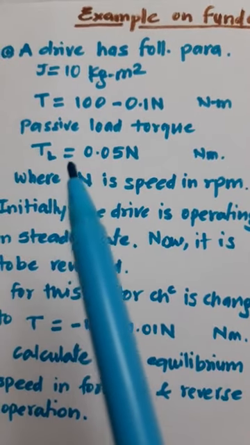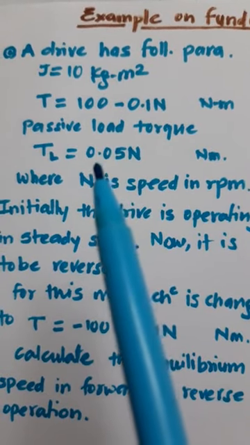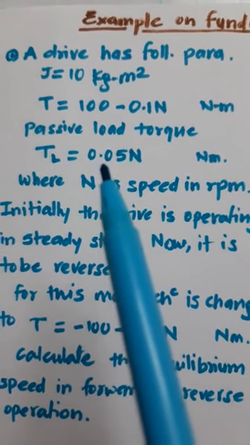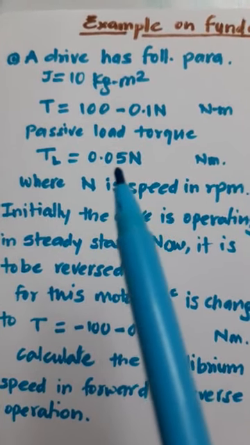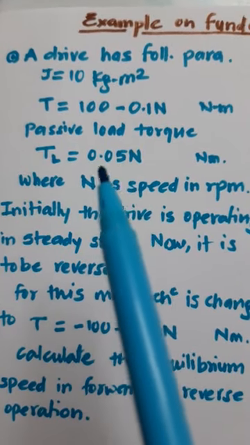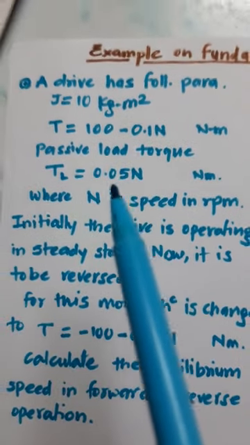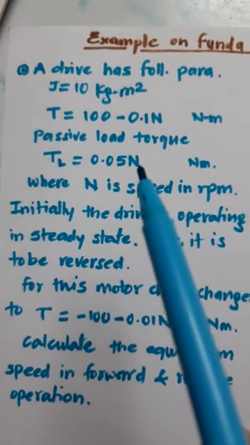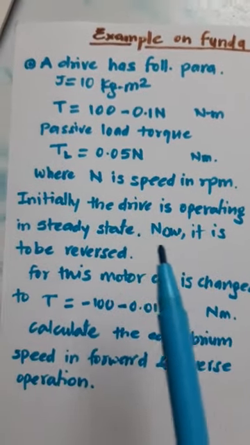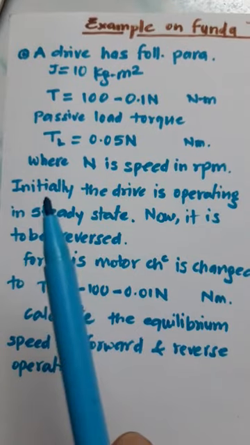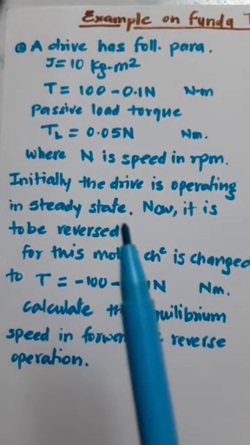Similarly, this load torque characteristic, it is in the similar form, but it is y equal to mx only. C, y intercept is 0. This is passing through origin, and it is this slope, positive slope into x parameter n. So we have to calculate the speeds. Actually it is given initially the drive is operating in steady state.